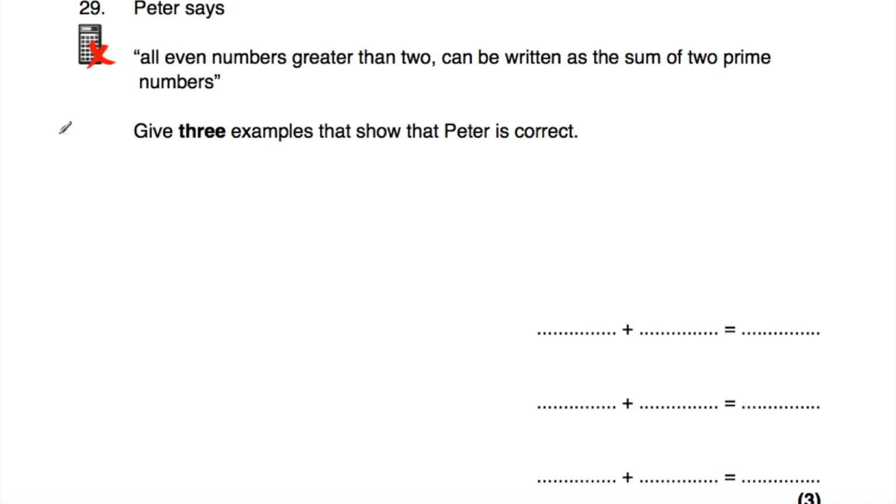Okay, let's have a look at our next question, question number 29. Peter says that all even numbers greater than 2 can be written as the sum of 2 prime numbers. I think Peter's been reading Goldbach's conjecture. And the question says, give 3 examples to show that Peter's correct. Okay, so let's choose an even number greater than 2. So for instance, 6. 6 is equal to 3 plus 3. And 3 and 3, they're both prime numbers. It doesn't say they have to be different. So 3 plus 3 is equal to 6. So that helps show that Peter's correct.